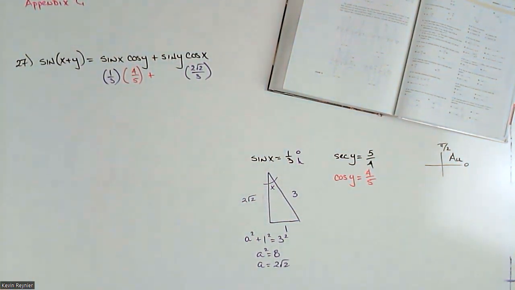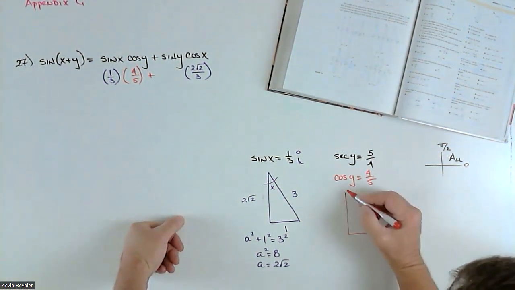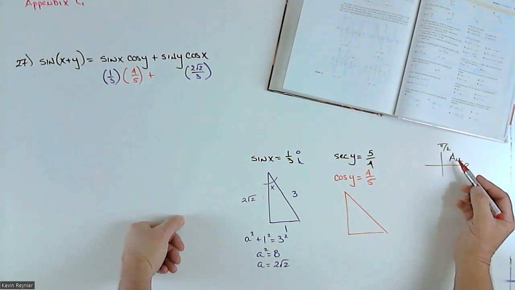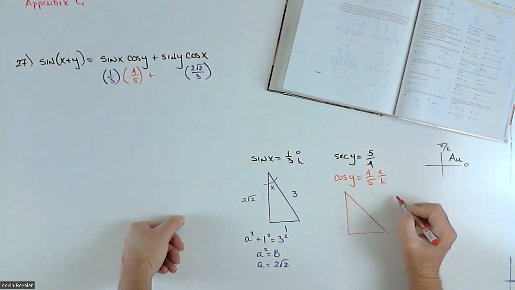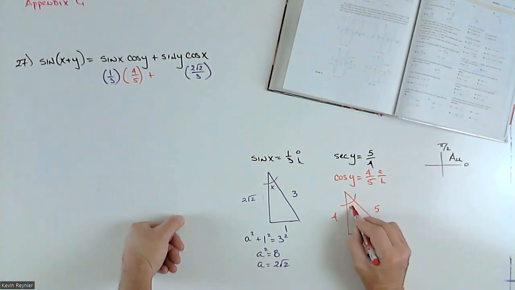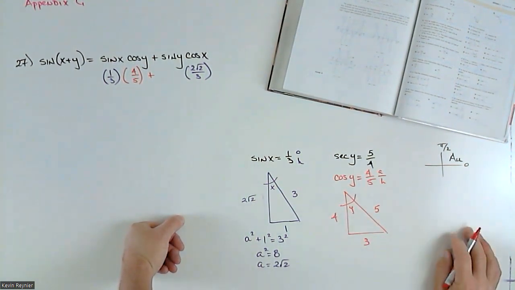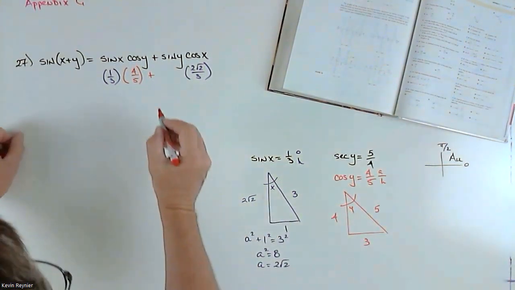Now I need the sine of y. What are you going to do? You're going to draw a triangle. You don't have to worry about plus and minus because after all, you're in the first quadrant. Cosine is adjacent over hypotenuse. So if this is 5, this is 4, this is y. We know that's 3. I need the sine of y. Sine of this is opposite. This is 3/5.